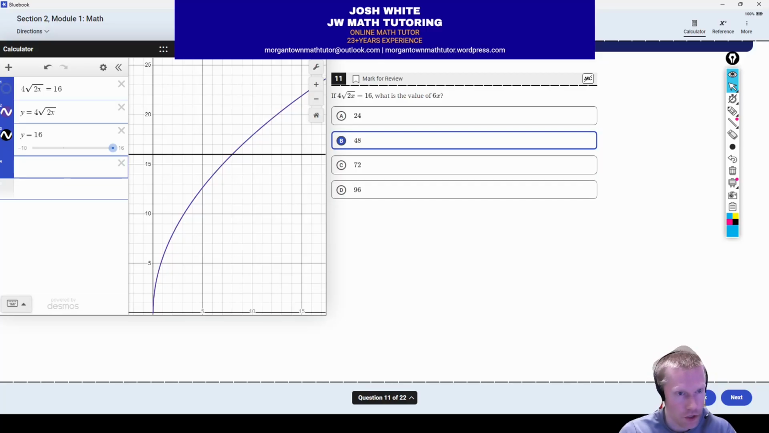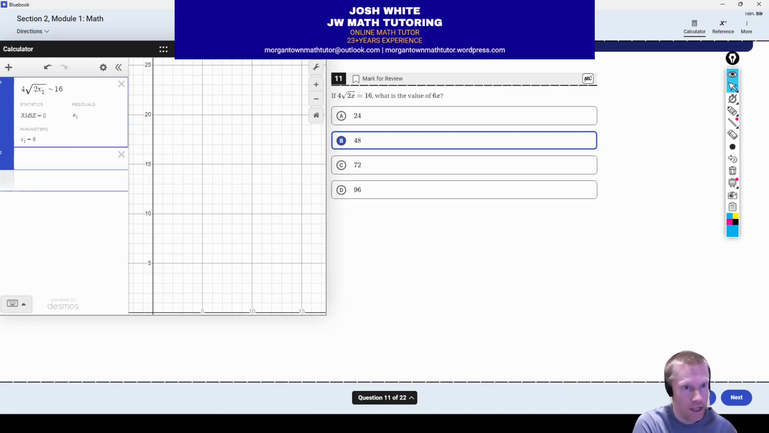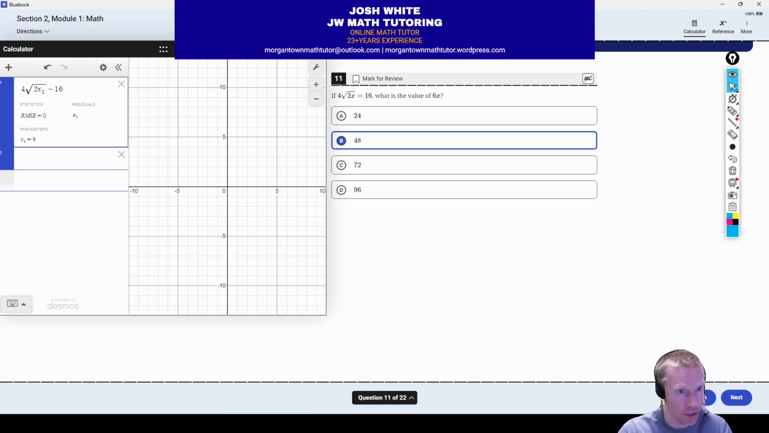Now, an alternate way you could do it too is you can take this original equation and do it as a regression. So I put in a tilde for the equal sign and I change x to x1, and now it returns the actual exact value as a decimal right here. So I'm not looking at a graph, I'm looking at this right here. X1 is 8. So that's an alternate way to do it as well if you don't want to retype y equals left side, y equals right side.